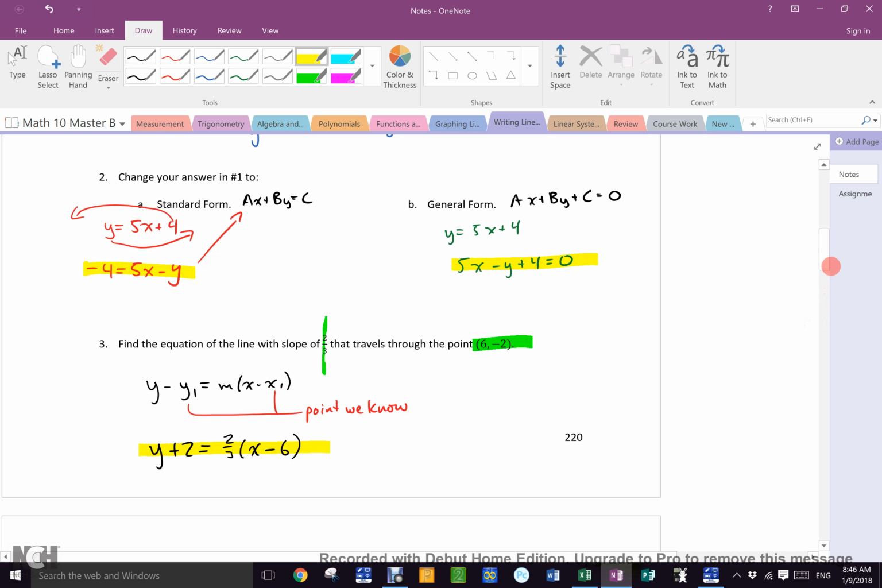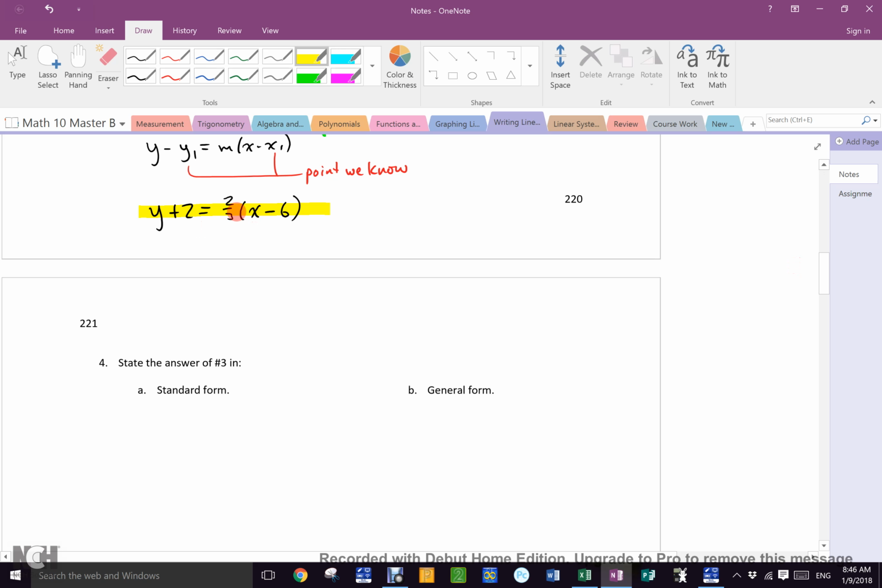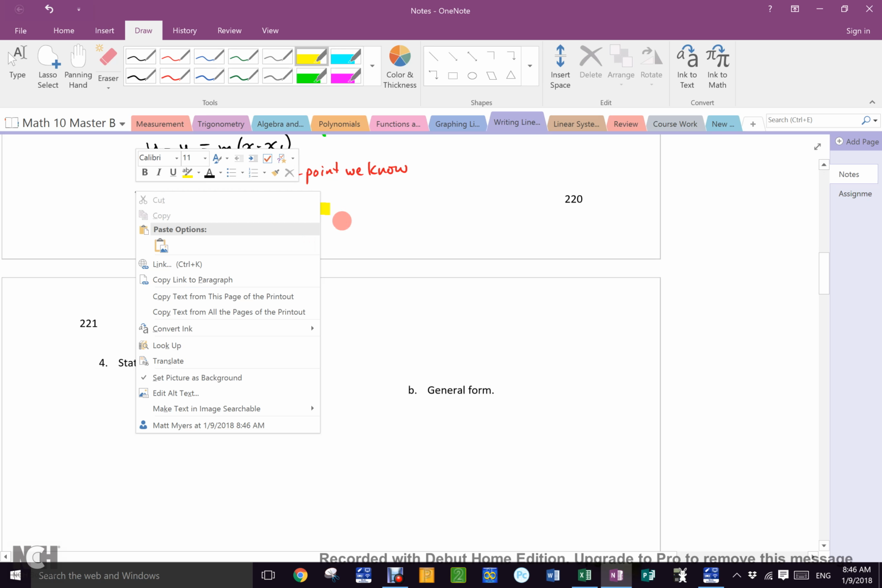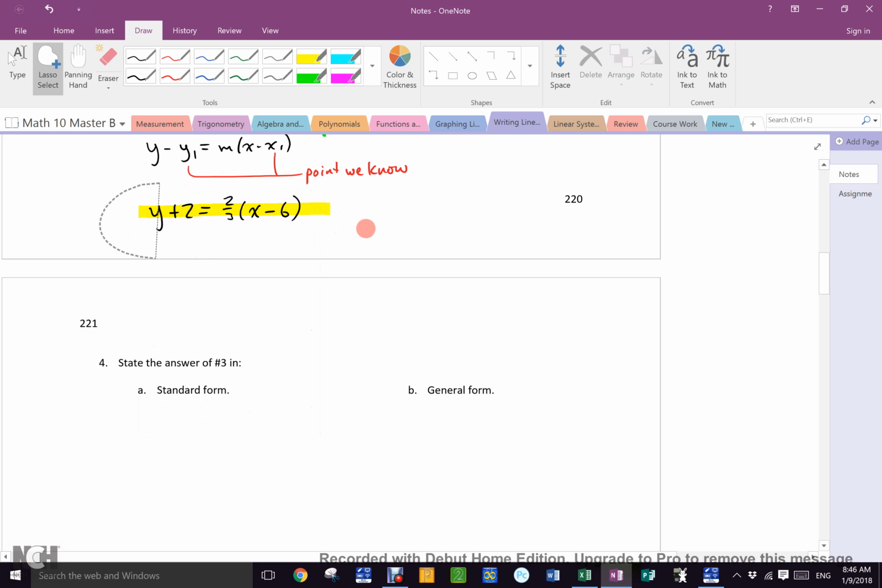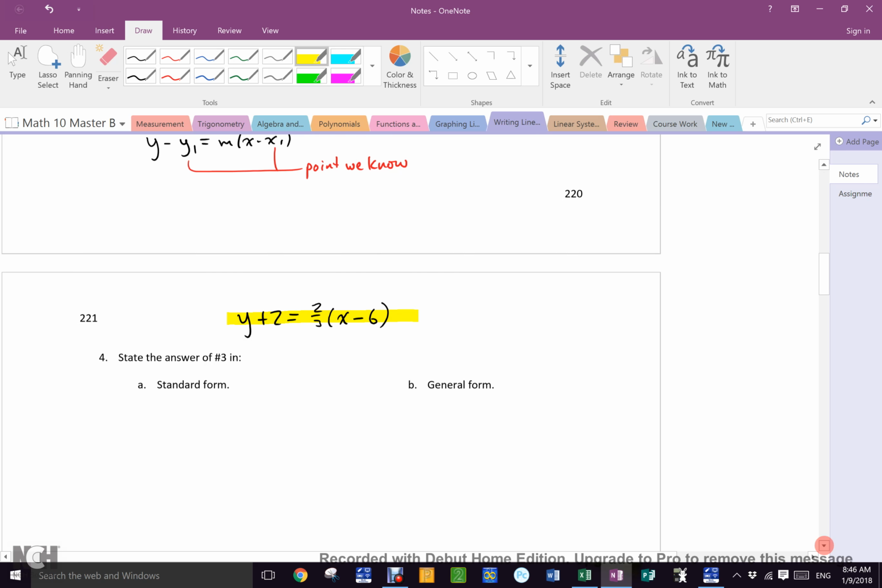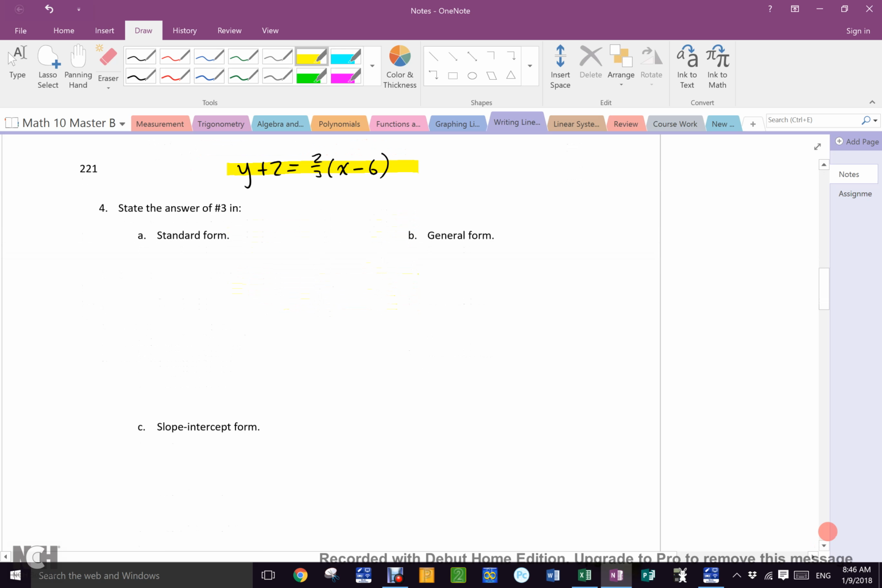At the very, very end of last unit, we started chitty-chatting about moving these around, right? We were just mentioning it. It's the focus here. Take that and change it into standard and general and slope-intercept form.